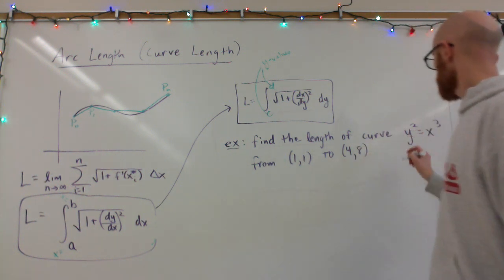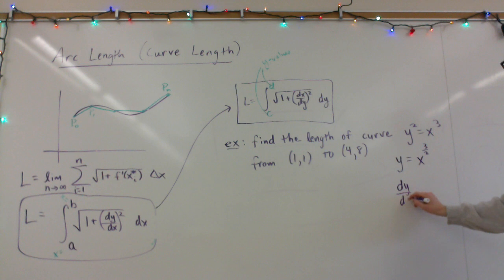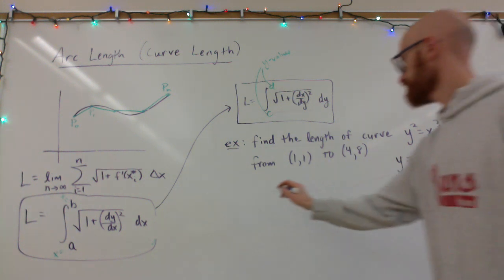So if we take this curve, we can rewrite it as y equals x to the 3/2. And now dy/dx is pretty simple to find. dy/dx is 3/2 x to the half. Now we can start our integral.